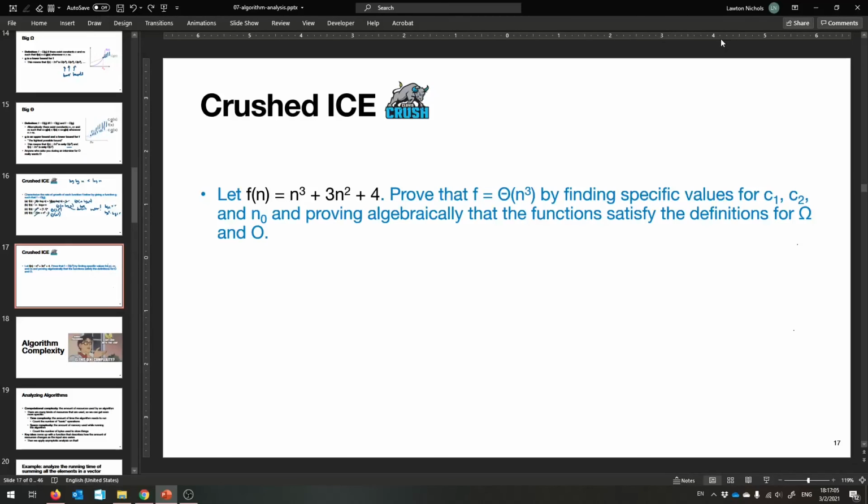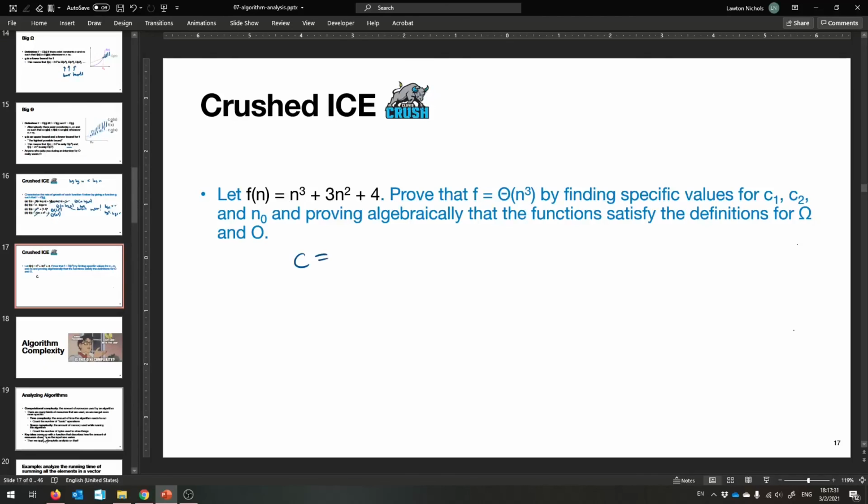Prove that it is big omega. Prove that it's big O, okay, of n cubed. That's the idea. So instead of coming up with, because we need to do this algebraically, it's a better idea to come up with C1 and C2 ourselves, okay, to use algebra to get us there. So let's do the lower bound first. So we need to find some number.